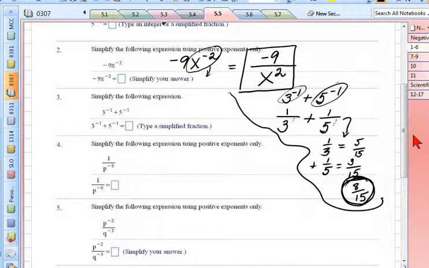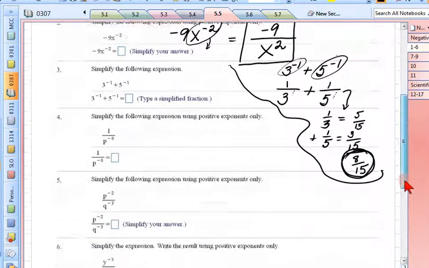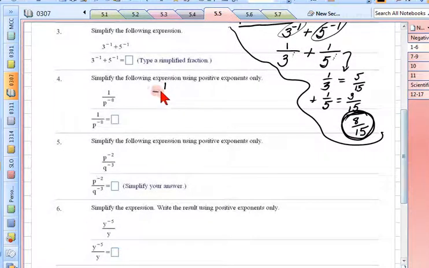Okay? Let's look at number 4. The problem is 1 over p to the -8. The instructions ask me to simplify this and use only positive exponents. So here is a base with a negative exponent, and what does the negative exponent say? Move me. So it moves up. It gets multiplied by whatever's on top, but that's a 1, so you don't see a change. I get p to the +8. What's it over now? 1. Do I write that? No.